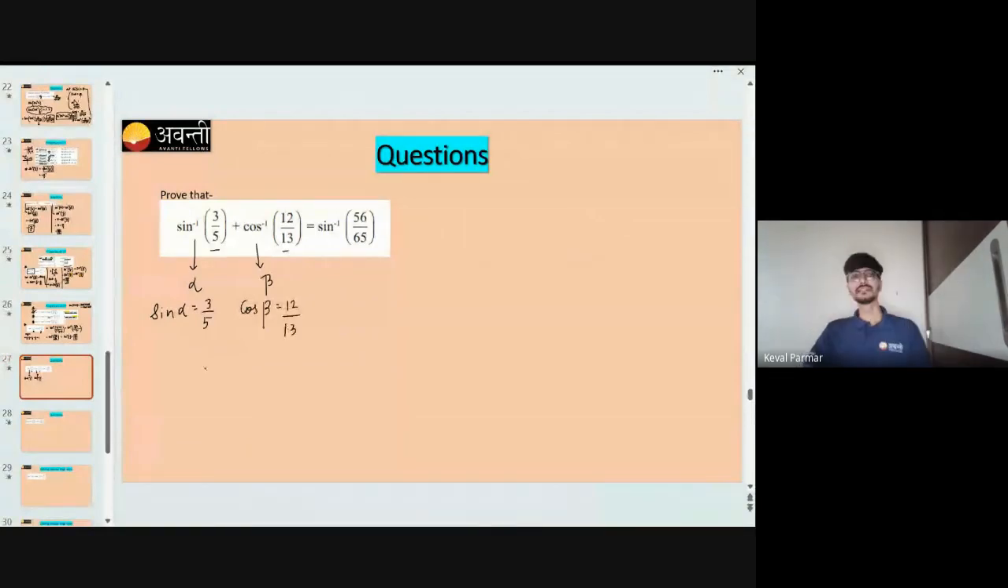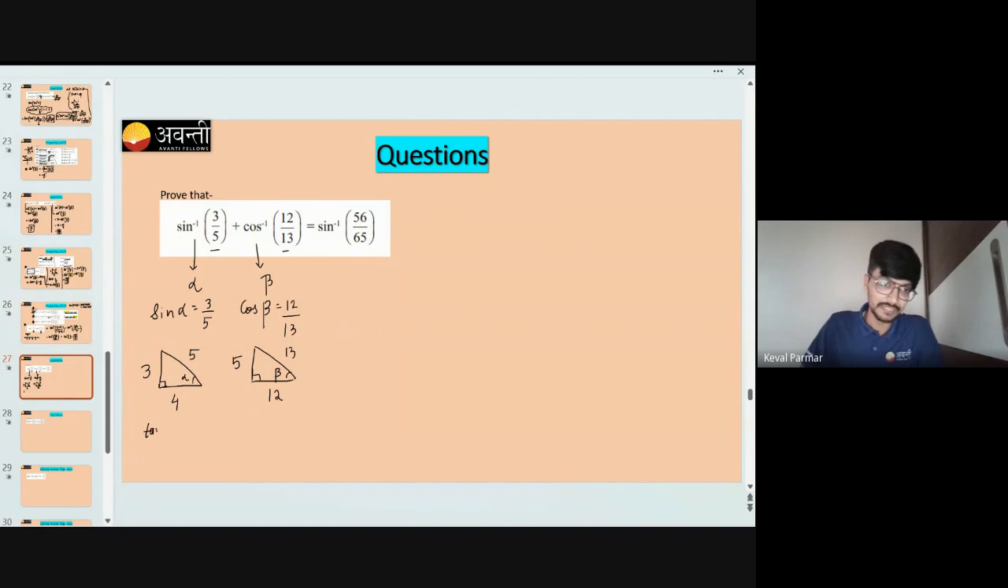Now sine is opposite upon hypotenuse, so let's make a right angle triangle. Here angle alpha, 90 degrees. If you use Pythagoras, or if you are familiar with Pythagorean triplets, then here it will be 4. And if we make a triangle for the angle beta, cos is adjacent upon hypotenuse, and if you use Pythagoras, we will get 5. We wanted tan. So tan alpha will be opposite 3 upon adjacent, which is 4. Similarly, tan beta will be opposite, which is 5, upon adjacent, which is 12.